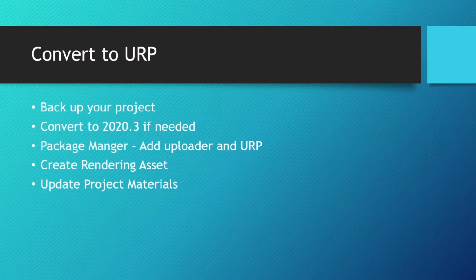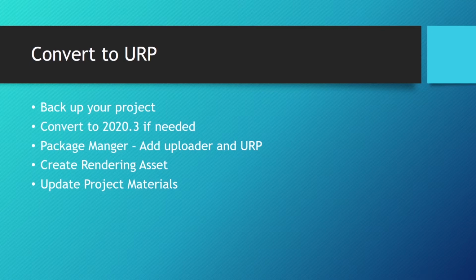So the steps basically involved in converting a project over to URP. The first thing you want to do is back up your project, because there's no coming back from this. Especially if you built the project in Unity 2019, once you go to 2020, that's crossing something that can't be undone, right? So back up your project in case you haven't.